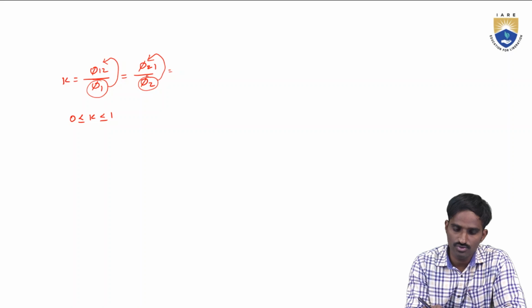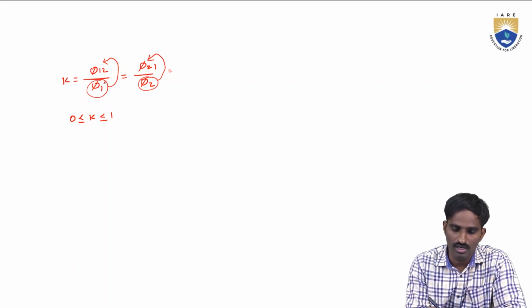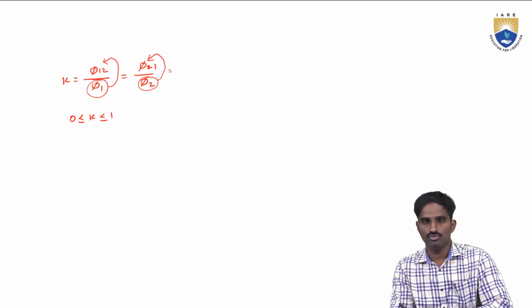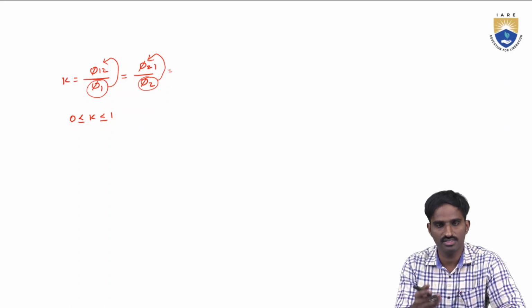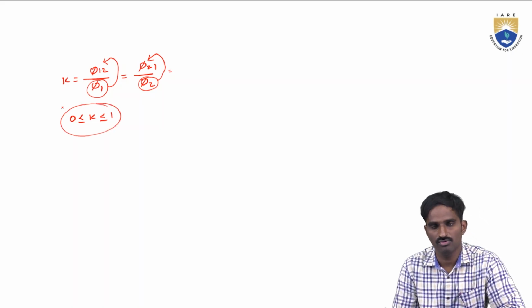Or otherwise, suppose phi 1 is the flux produced in coil 1, and there is no flux linking with coil 2, then phi 1 2 is equal to 0, which means K is equal to 0. If K is equal to 0, there is no voltage induced in the secondary coil due to the flux produced by the primary coil. The same way in the second case also. That's why the coefficient of coupling K is between 0 and 1.